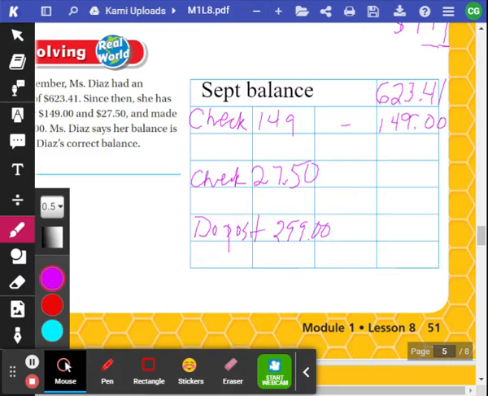I'm going to kind of check my work. So if I add this, 1 plus 0 is 1. 4 plus 0 equals 4. 9 plus 4, 9, and that's 10, 11, 12, 13. I regroup. That's 7, 8, 9, 10, 11, 12, and I regroup 4, 5, 6. So that is correct. So I'm going to go ahead and write this over here. This is going to be $474.41.